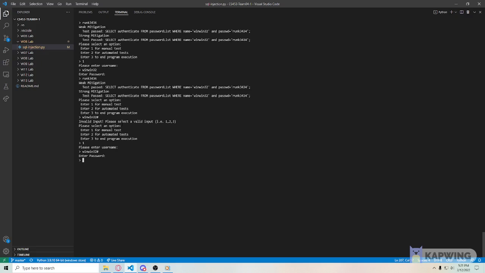And alright, here, the semicolon and the hash are not permitted by the weak mitigation function, and both of the characters are not allowed by the strong.